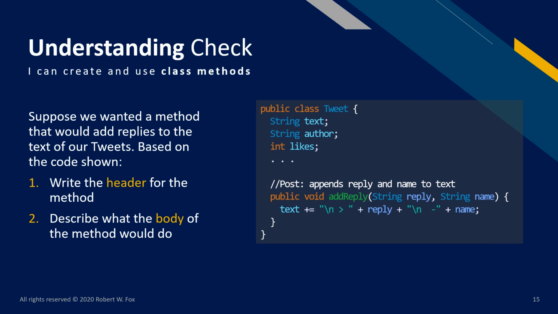On the right, you can see my solution to the add reply method. Yours should be called add reply, and it should have 2 string parameters, one for the reply itself and the other for the name of the person who made the reply. The body of your method probably would look different than mine because it's kind of up to us how we format it. But the key thing is that we should be adding on to the text of the tweet. And by text, I mean this instance variable right at the top. And the goal here, remember, is to add those replies to the text.